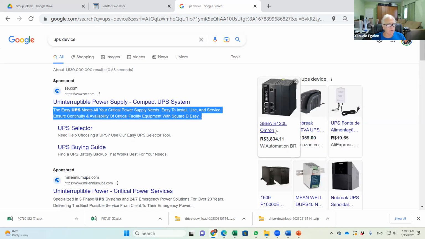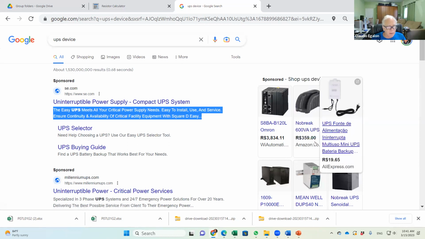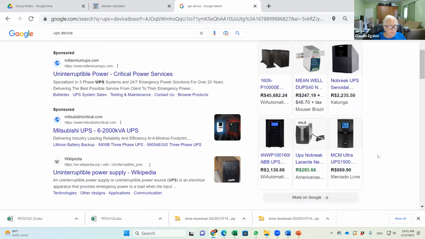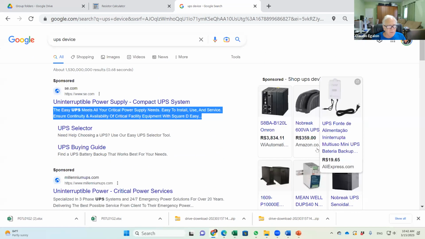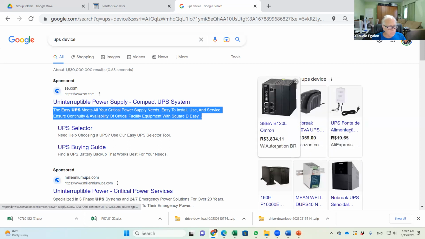There are all sorts of UPS devices, you know. This one is in Brazilian reais, not dollars. Let's see if there are any dollars here, but that's the price range. Brazilian reais 359. It's something like $70, $80. This one should be $700.